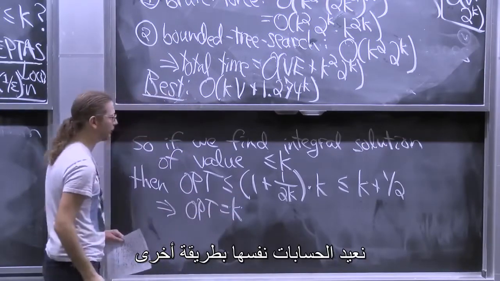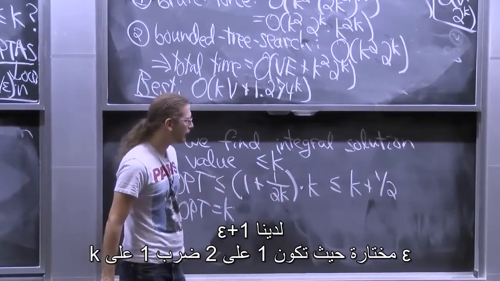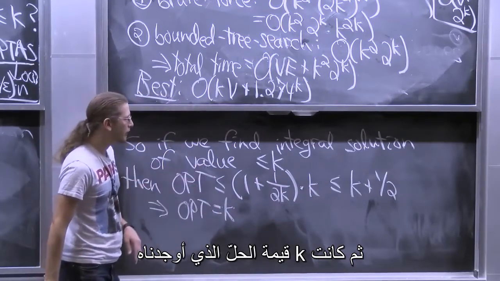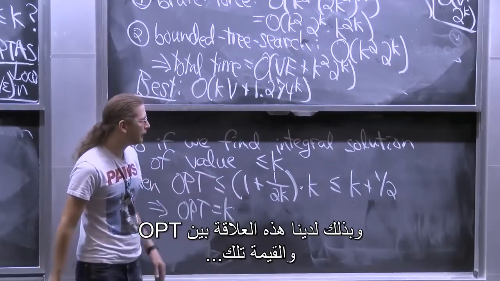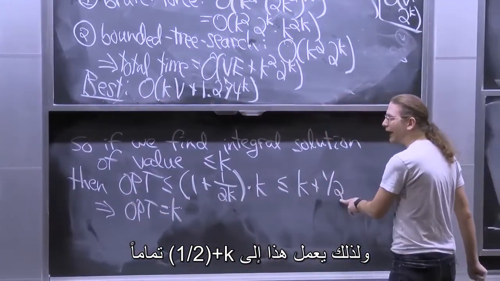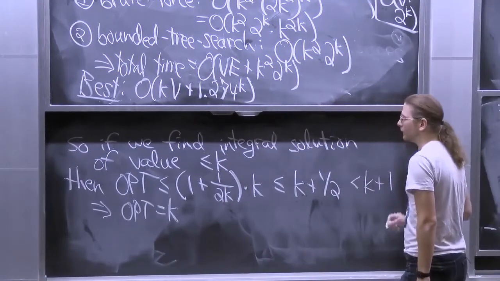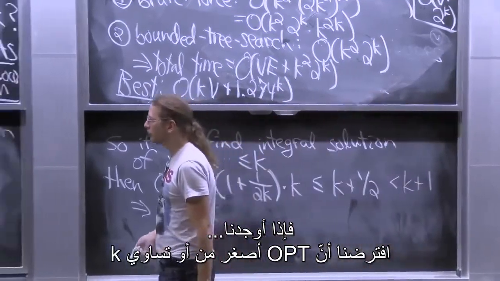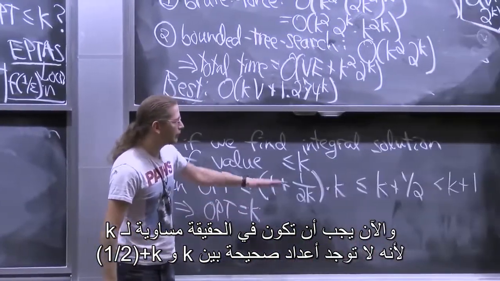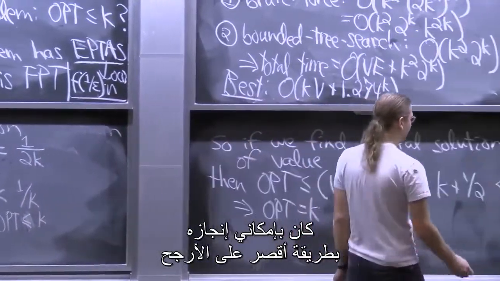Okay, this is basically doing the computation again in another way. But we had 1 plus epsilon. Epsilon was chosen to be 1/2 times 1 over k. And then k was the solution value that we found. And so we have this relation between opt and the thing. And therefore, this works out to exactly k plus 1/2. So this is, again, strictly less than k plus 1. And so if we assumed that opt was less than or equal to k, now it must actually be equal to k because there are no integers between k and k plus 1/2. Okay? I probably could have done that shorter.